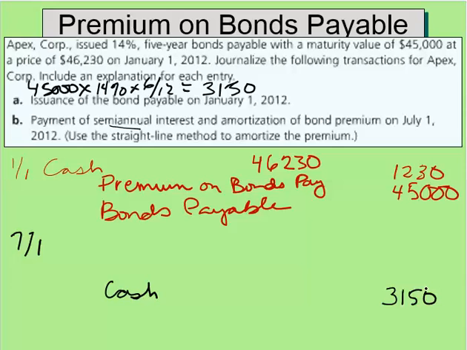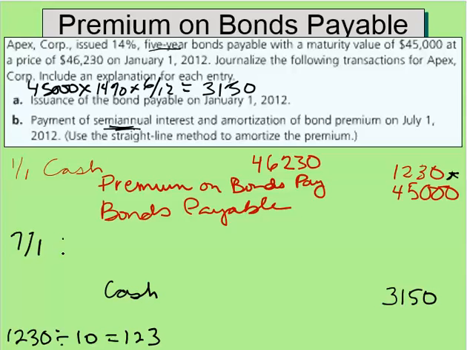In our interest expense, let's figure that out after we amortize this premium on bonds payable. So we have $1,230 here that we need to amortize or write off over the life of the bond. And we're going to make 10 interest payments. It's a 5-year bond and we're paying that twice a year. 5 times twice a year is 10 payments. So it's $123 a payment.